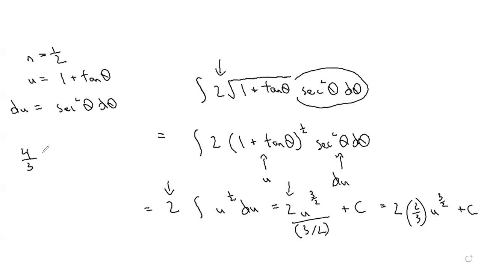4/3 u to the 3/2 plus c. And now let's put u back in. If we look up, this is another reason why I always physically write down what u is. U is this one right here. It's 1 plus tan theta. So let's put that back in, and then we'll finally have our final answer.